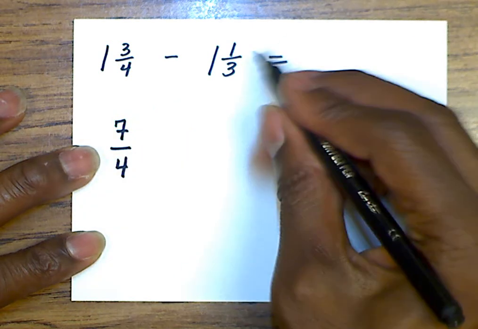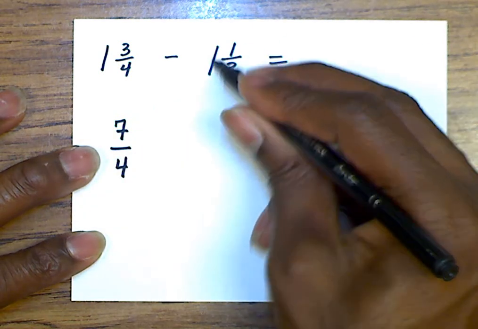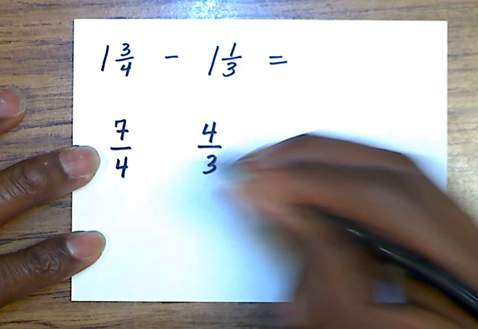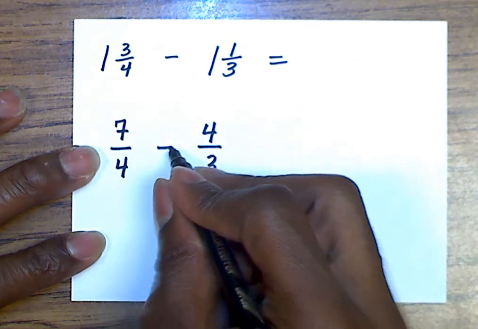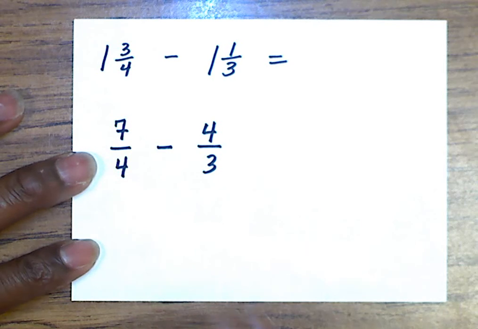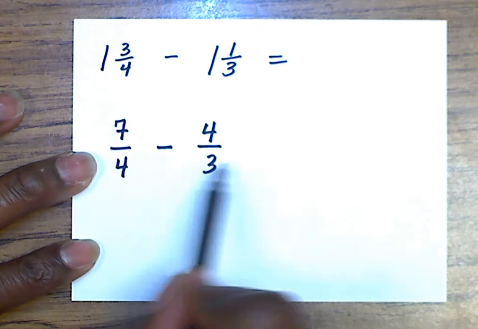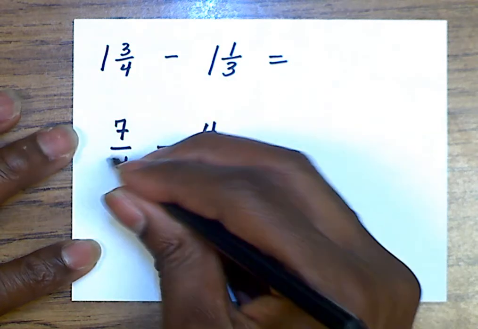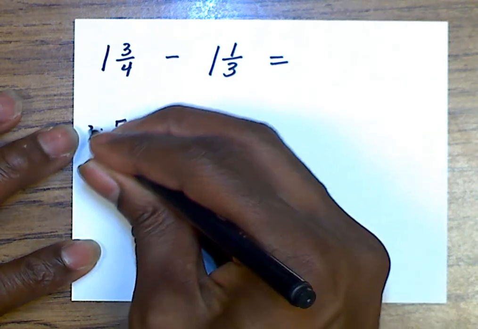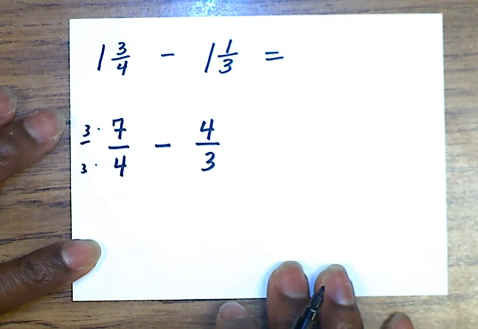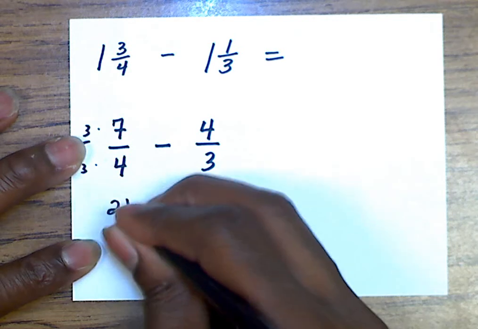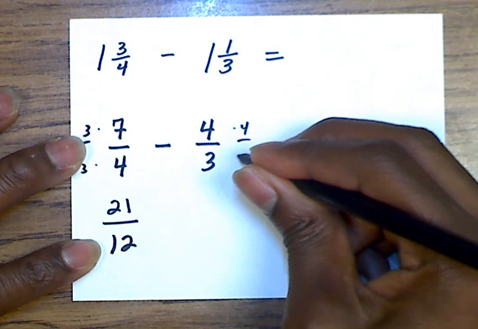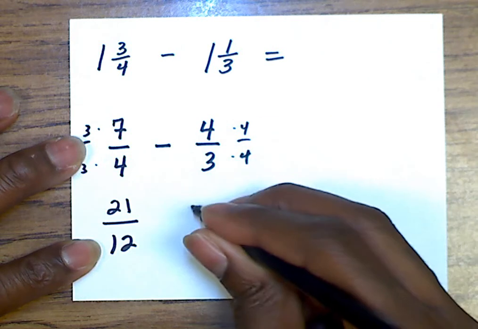Do the same thing on this side. 1 times 3 is 3. 3 plus 1 is 4. Our fraction becomes 4 over 3. So we're thinking about subtraction here. In order to subtract, we need to have common denominators. The least common multiple between these two is 12. On this side, I'll multiply the top and the bottom by 3 to get to 12, so I have 21 over 12. And I'll multiply the top and the bottom by 4 here to get to 12, so I have 16 over 12.